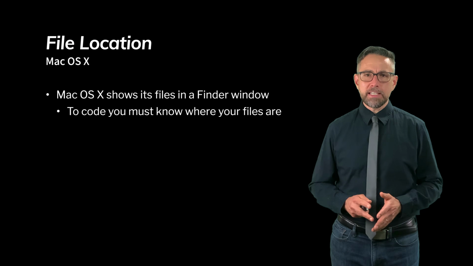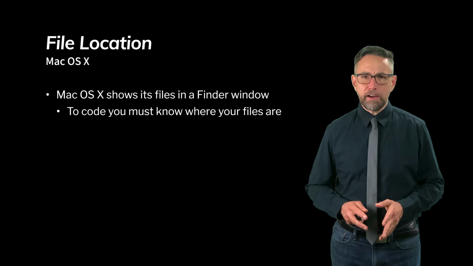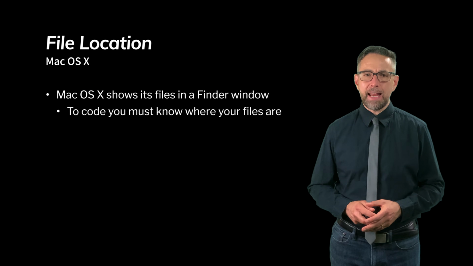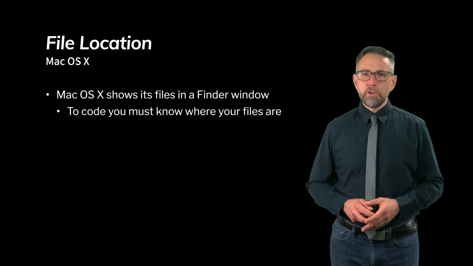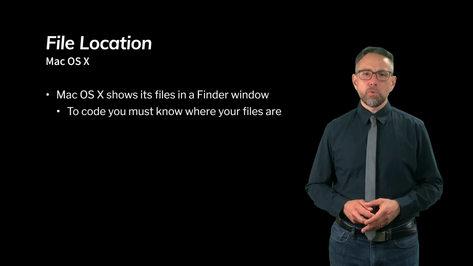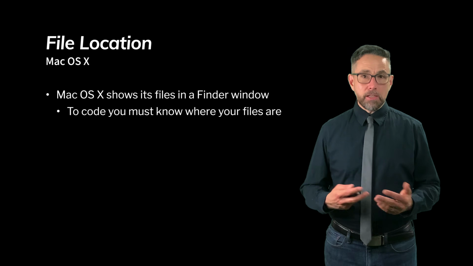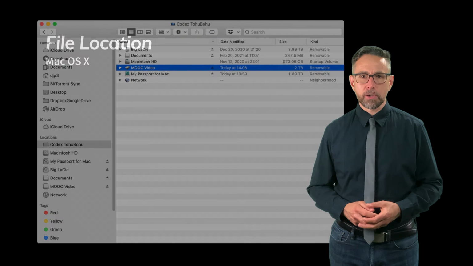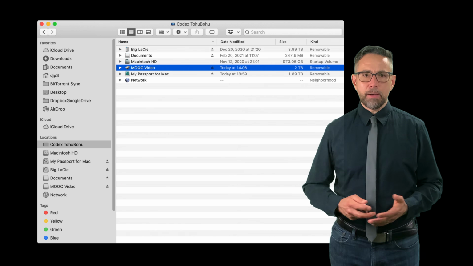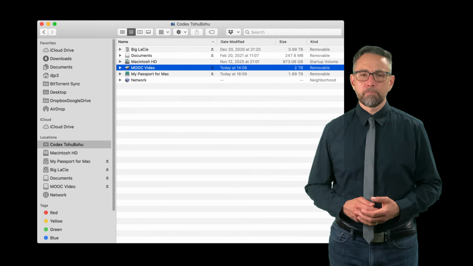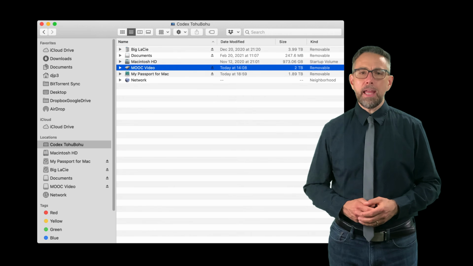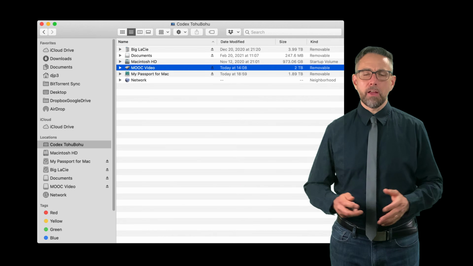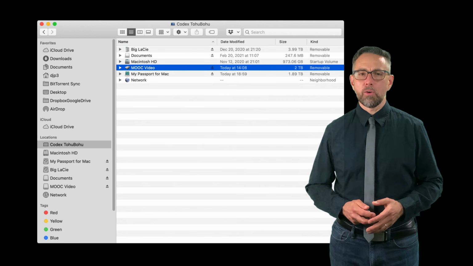So let's do a little bit of a deep dive on the macOS Finder so that we can understand a little bit how to navigate that. When you look at files on a Mac, you look at a Finder window. And in order to code, you're going to need to know where your files are. So this is an important thing to pay attention to. This is an example of a Finder window on my computer. What I've done is over on the left, I've selected Codex Tohu Bohu, which is the name of my computer. And that has opened this pane on the right where I've highlighted the MOOC video folder.